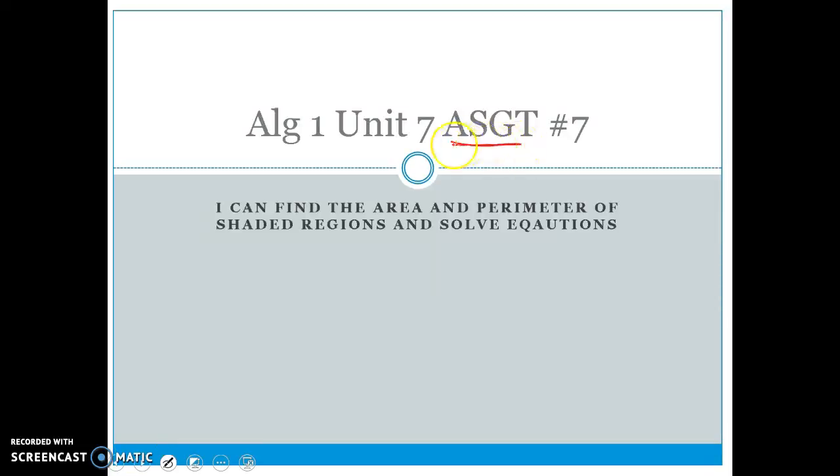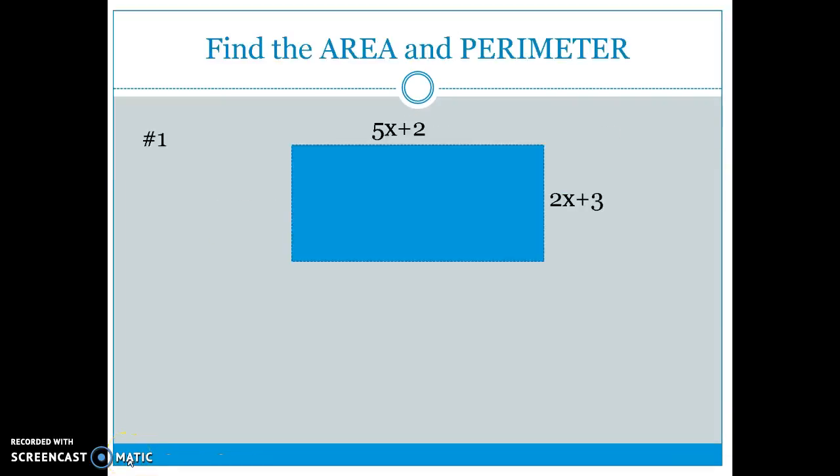All right, so in assignment number 7, we're going to be talking about the area and the perimeter of certain figures. It could be shaded regions, or it just could be different types of polygons. And then we're going to be solving these equations that come up as a result of finding the area and the perimeter of these shapes. So let's go ahead and get started with this first problem.